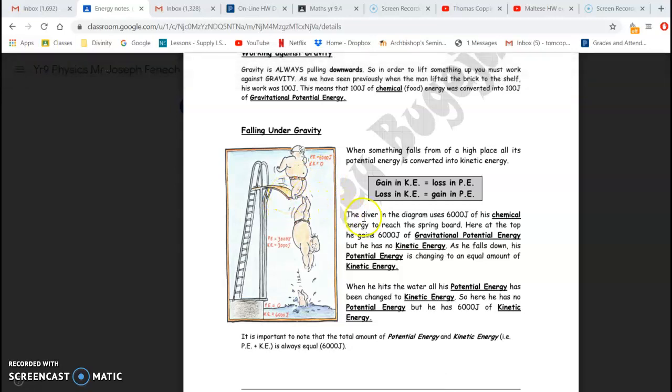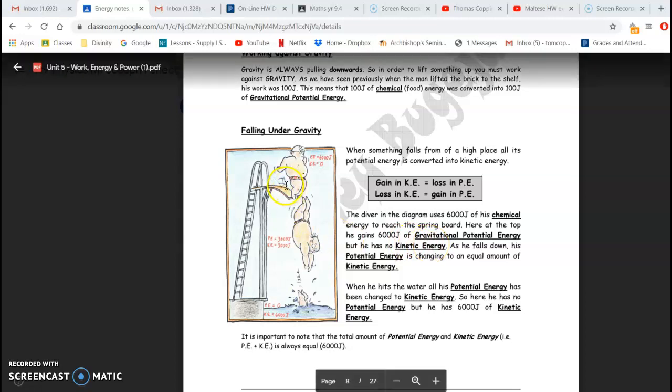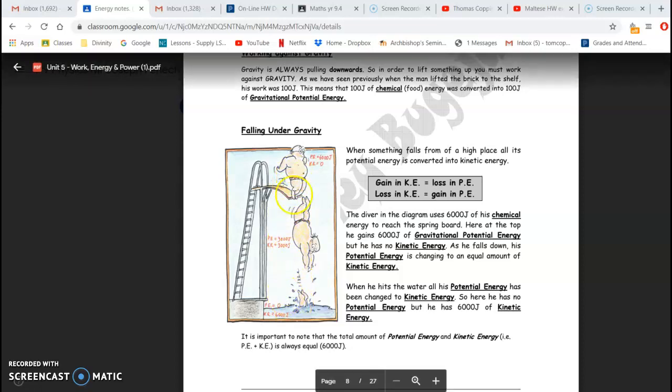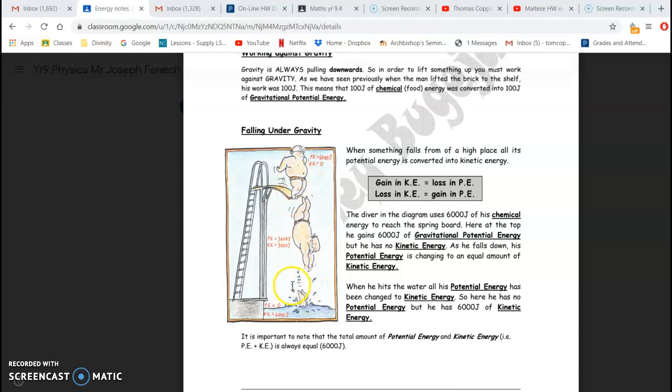The diver in the diagram uses 6,000 joules of his chemical energy to reach the springboard. Here at the top, he gains 6,000 joules of gravitational potential energy, but he has no kinetic energy. What this basically means is when he's on top over here, gravity is pulling him down at 600 joules. But he has no kinetic energy because he is not moving. And remember, kinetic energy is movement energy.